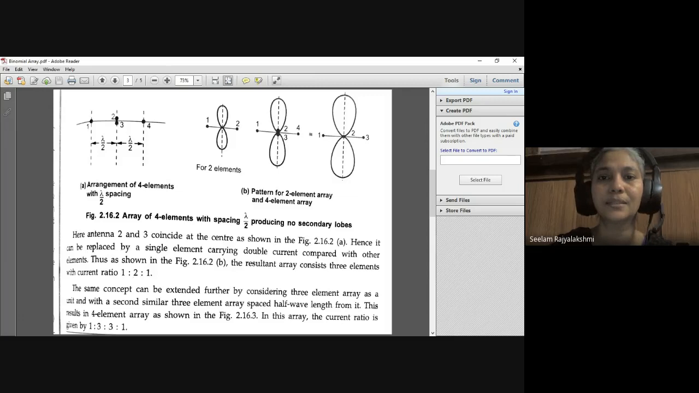So here the point sources 2 and 3 act as a single element of strength 2. That means 1 is to 2 is to 1. Here we can observe this is the ratio of currents, 1 is to 2 is to 1. So like this, we can reduce the secondary lobes or side lobes.